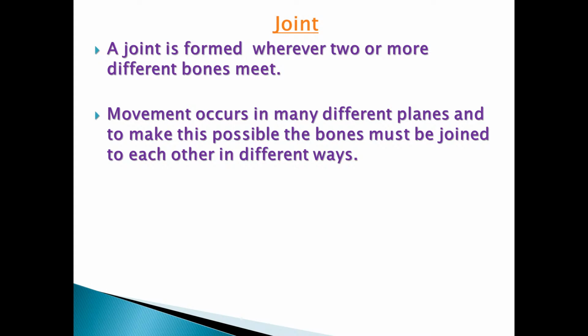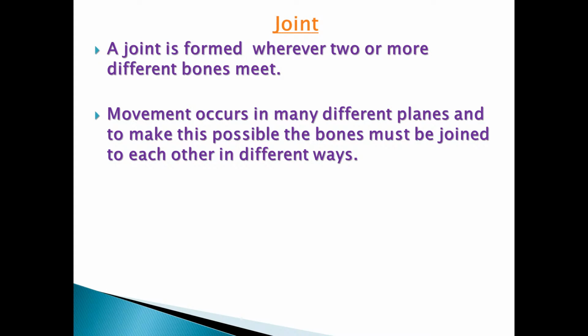All right, so next concept, basically joints. So what is a joint? So a joint is formed whenever two or more different bones meet. So you have places on the human body where there are a lot of joints. So anywhere you have two bones or more than two bones meet, then that is actually what is known as a joint.